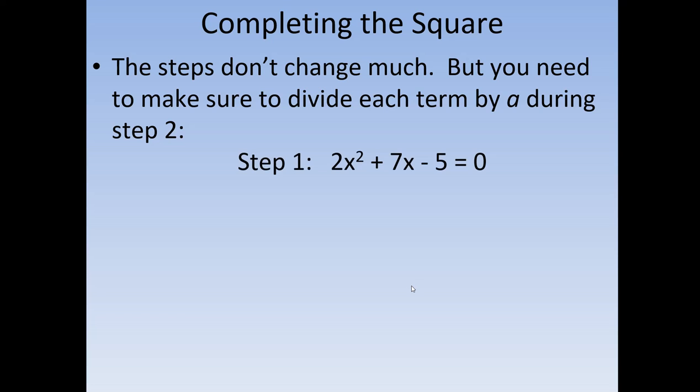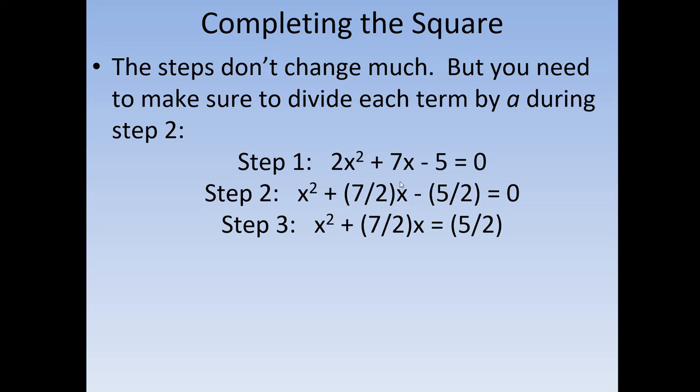So if you remember, step one is basically move everything over to one side, so that we have it in standard form. Now, with step two, if you recall, that was when we ended up cleaning things up and moving terms over. Here, what we're going to do is actually divide everything by 2. So that is our next step. Again, we're going to end up with a leading term of 1, but now our middle and last terms are going to be fractions.